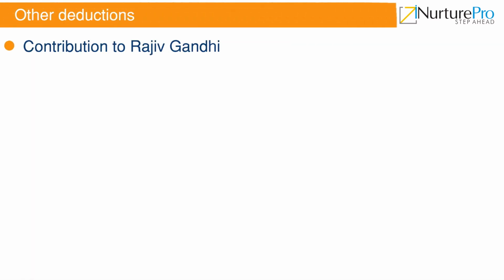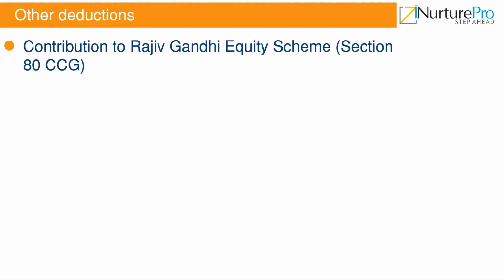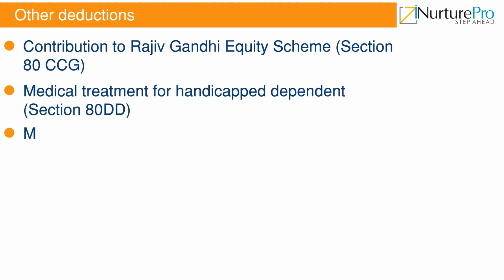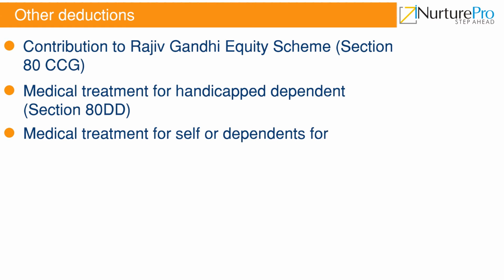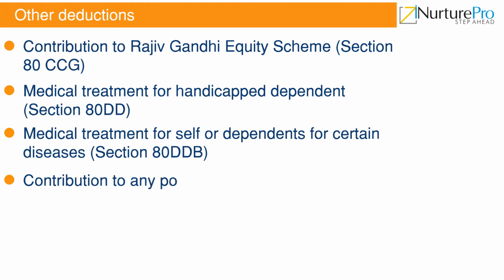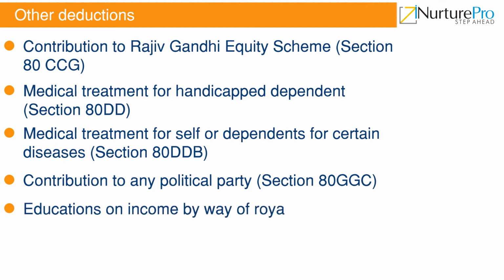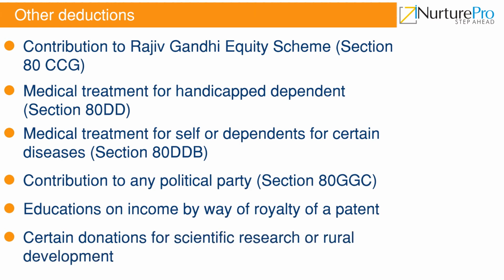Contribution to Rajiv Gandhi Equity Scheme. Section 80CCG. Medical treatment for handicap dependent. Section 80DD. Medical treatment for self or dependents for certain diseases. Section 80DDB. Contribution to any political party. Section 80GGC. Deductions on income by way of royalty of a patent. Certain donations for scientific research or rural development. Section 80GGA. All of these deductions are allowed from the total taxable income of an individual to help save taxes. Next, let's look at an example.